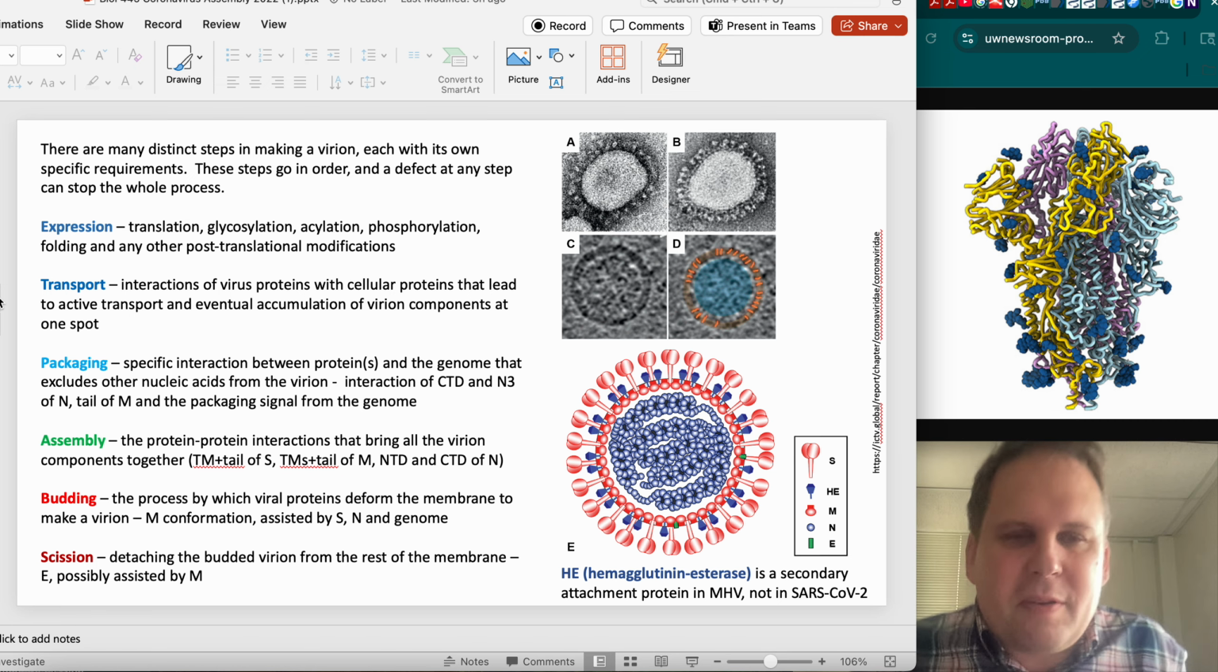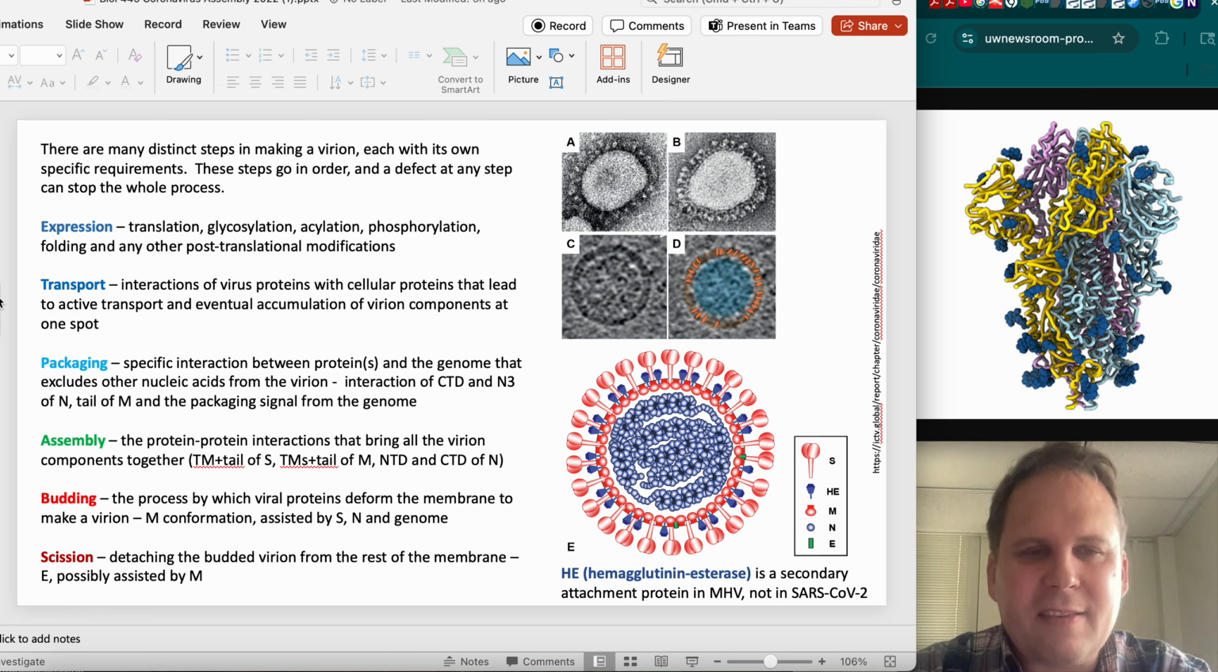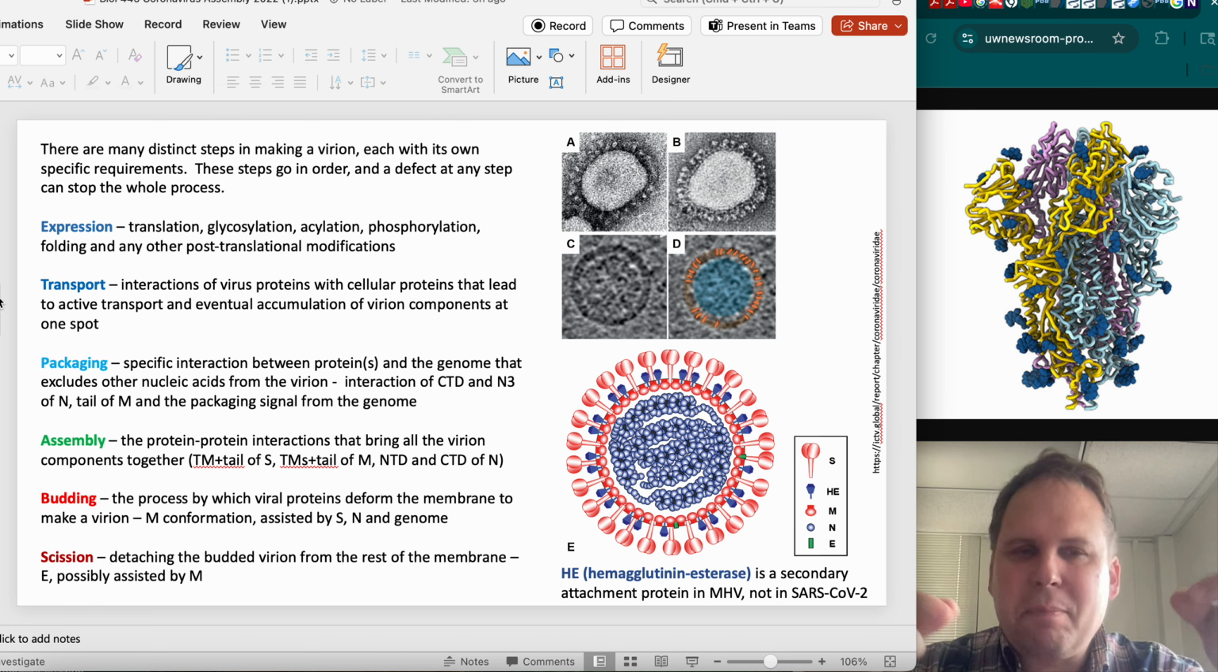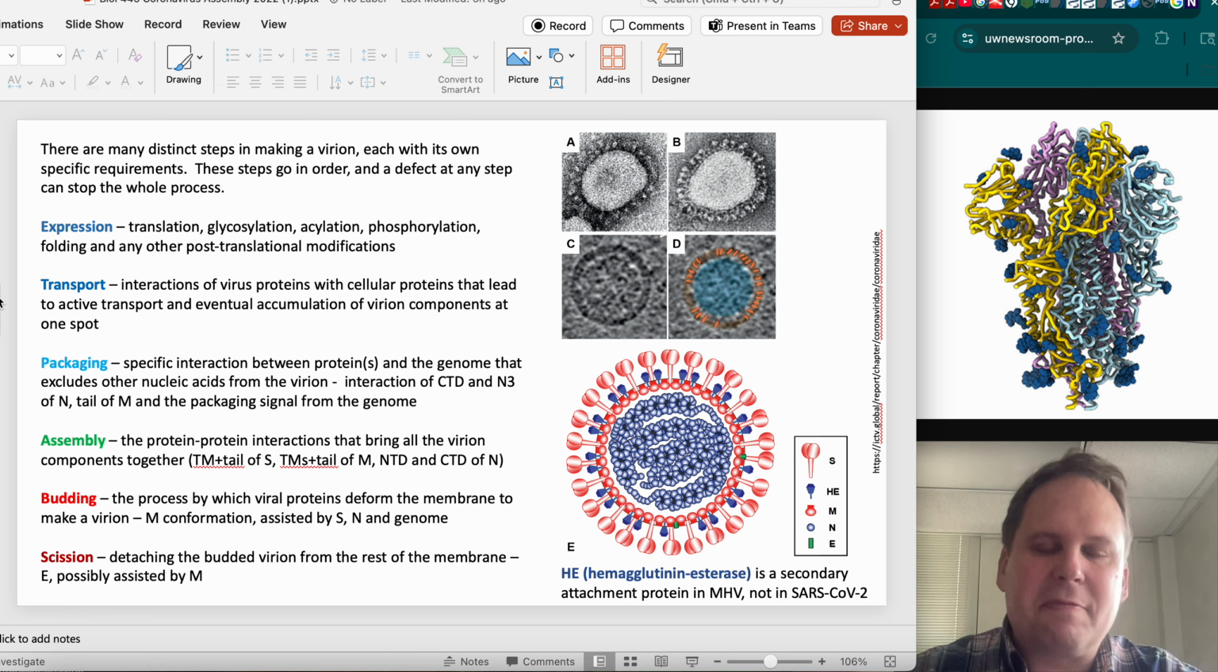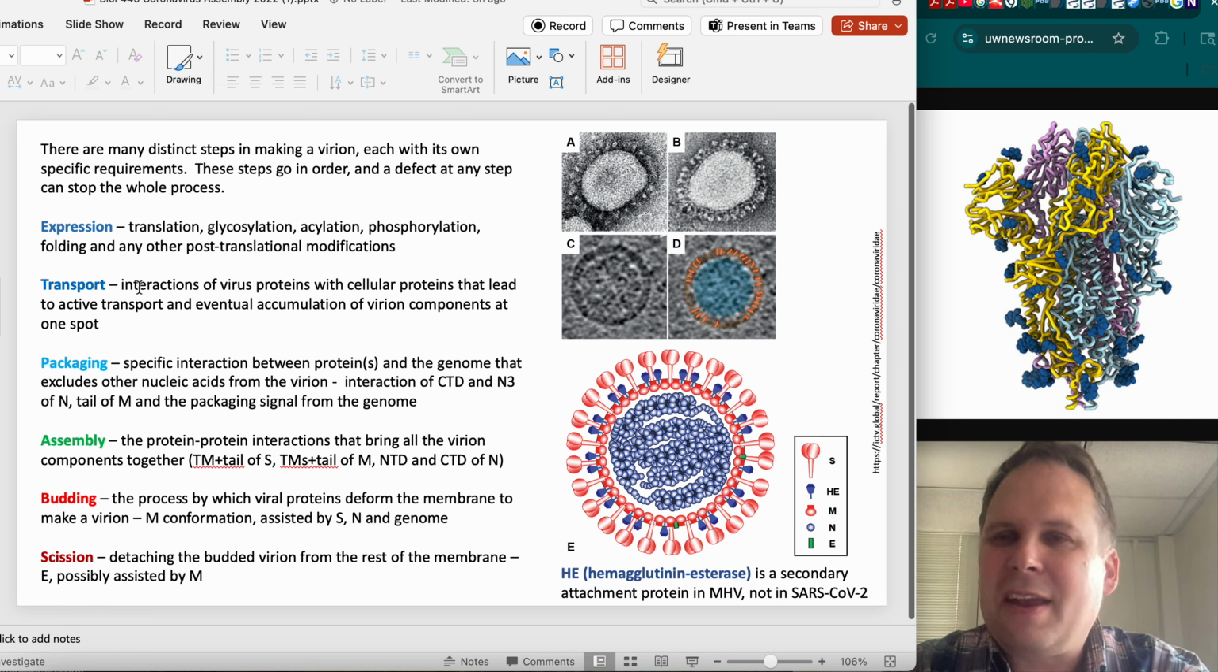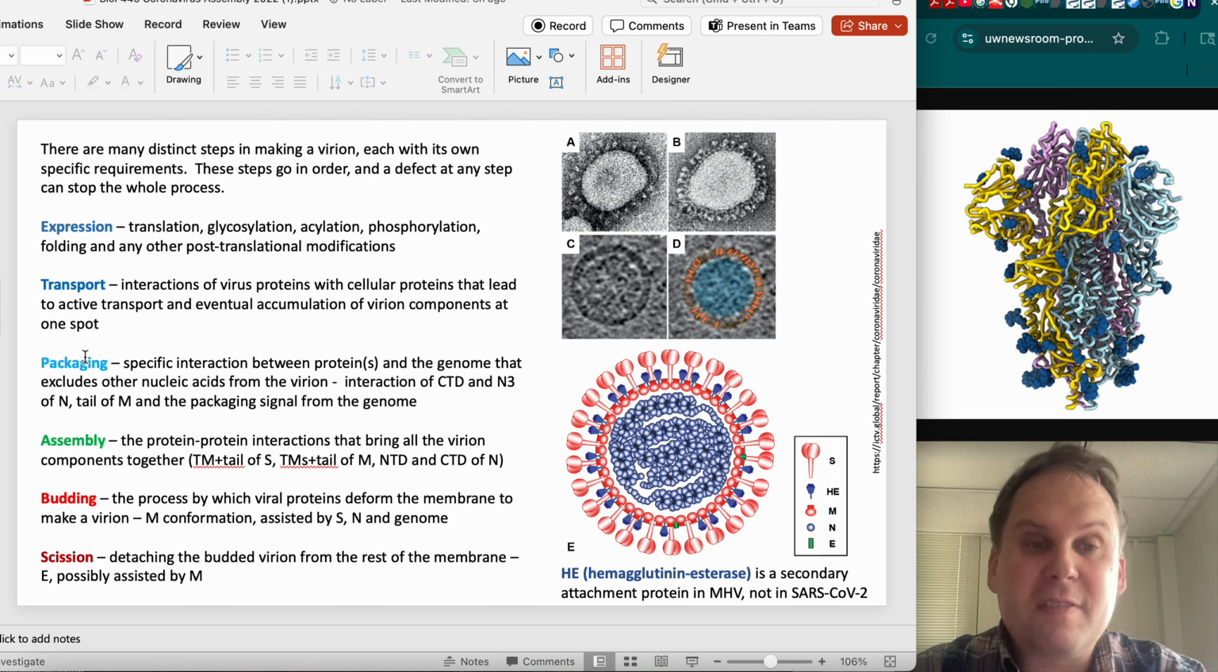And so when we're talking about expression, we're talking about a lot of things that mostly the host cell is doing. And all the virus is doing is providing a template which has the right signals for the host to recognize and do the stuff to. All right. Then you've got transport, which is a big thing.